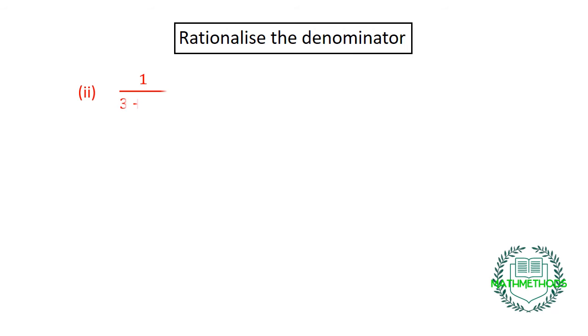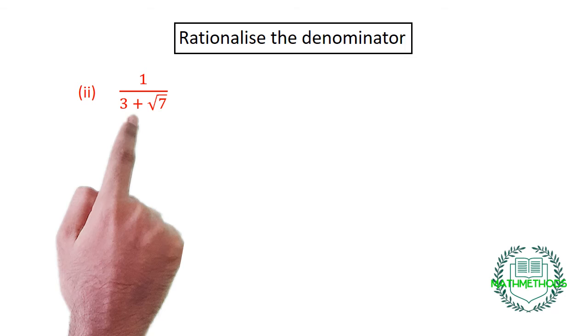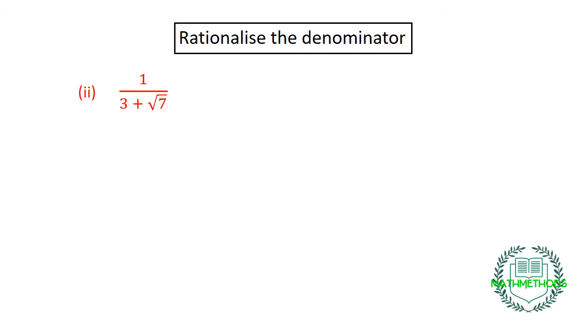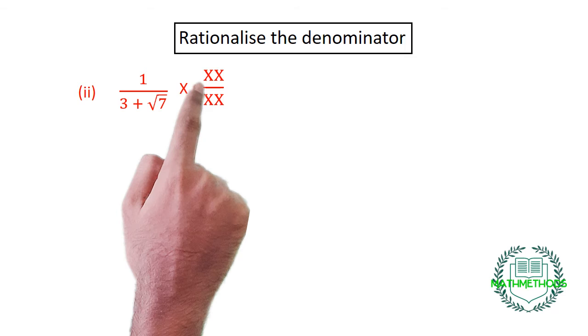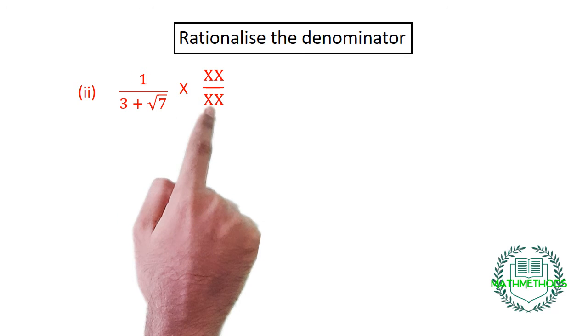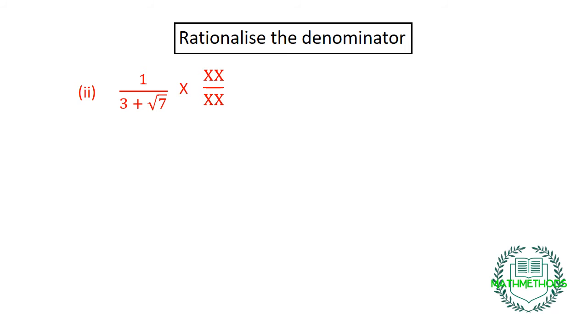Now let's take the second example, that is 1 upon 3 plus root 7. Now the denominator here is 3 plus root 7, which is an irrational number, and we are required to change it to a rational number. To rationalize the denominator, we find an equivalent fraction of this expression in which the denominator is a rational number. How do we find the equivalent of any fraction? If we multiply the numerator as well as the denominator by the same number, then we get an equivalent of the fraction.